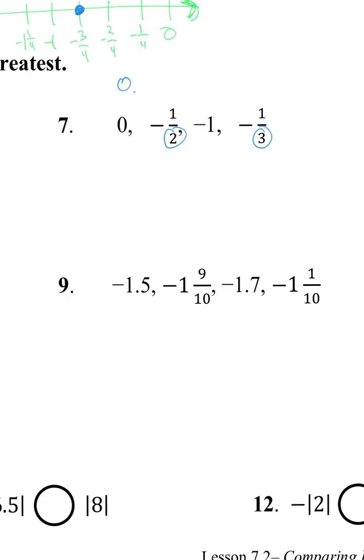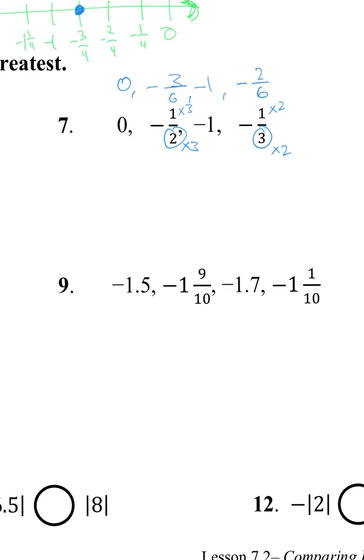So leave the 0 alone. I'm going to change the second fraction so it has a denominator of 6. So 2 times what is 6? That's 3. And then 1 times 3 is 3. Negative 1, we can leave it alone. It's not a fraction. We don't have to mess with it. The last one, negative 1/3. We're going to convert that so it has a denominator of 6. So 3 times what is 6? That's 2. And then 1 times 2 is 2.